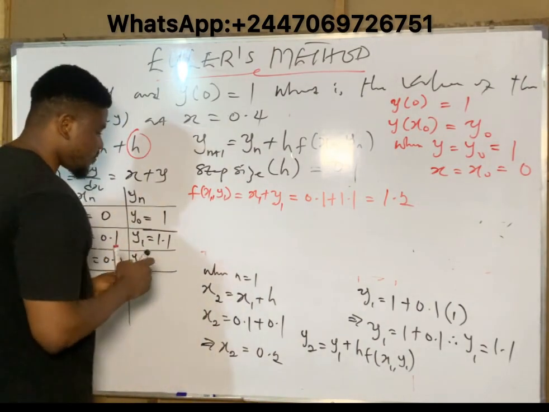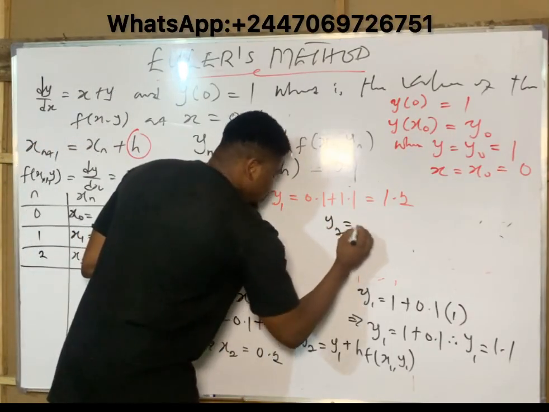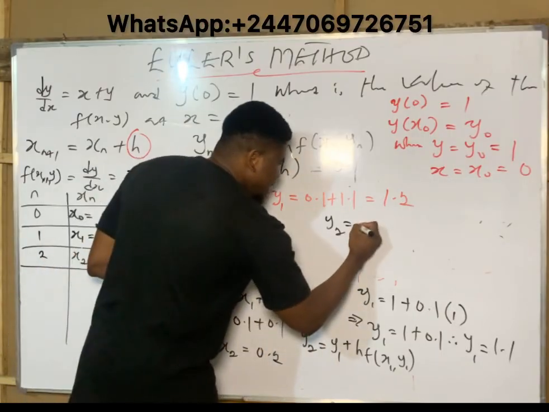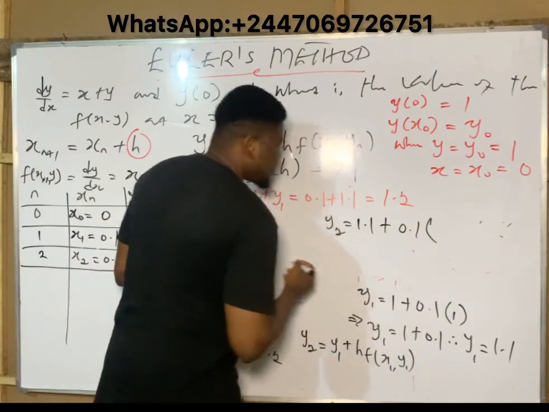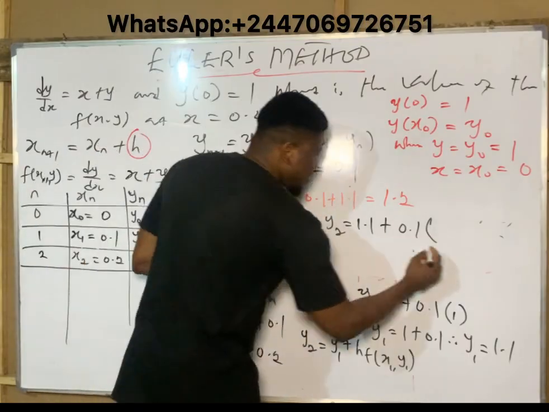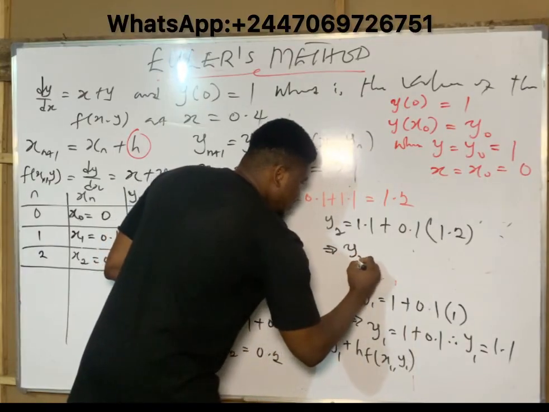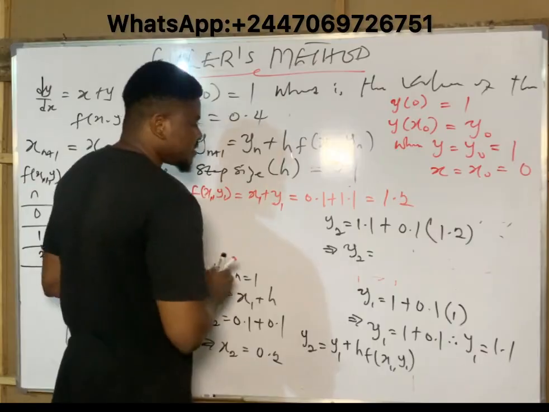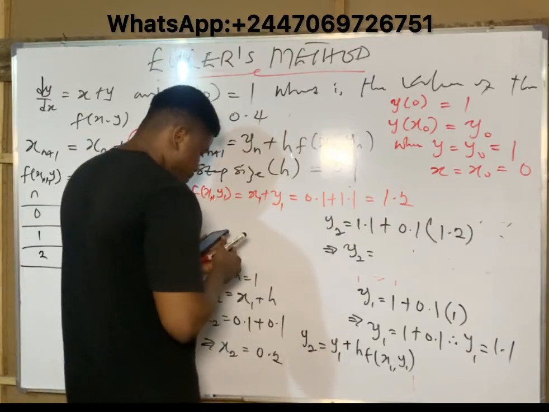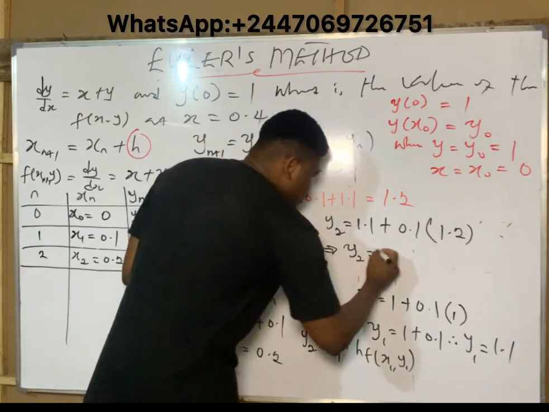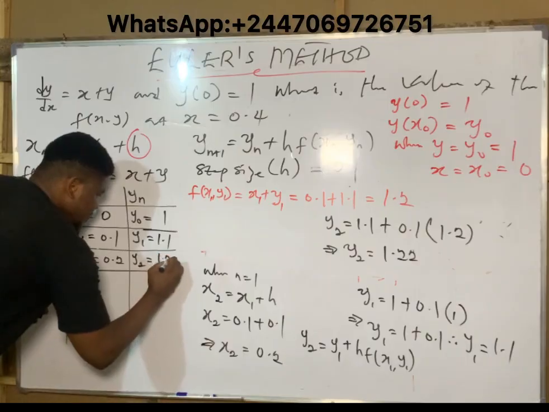What then is the value of y? From this equation, you can find y2 to be equal to y1, and y1 is 1.1, plus h, 0.1, multiplied by the value of the function, and this is the value we obtained, 1.2. So this simply implies that y2 is going to be equal to, I will simply multiply everything and add up all at once. That gives me 1.22. So my y2 is actually 1.22.